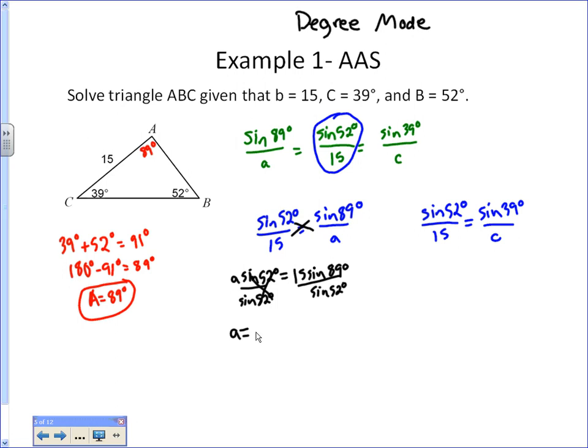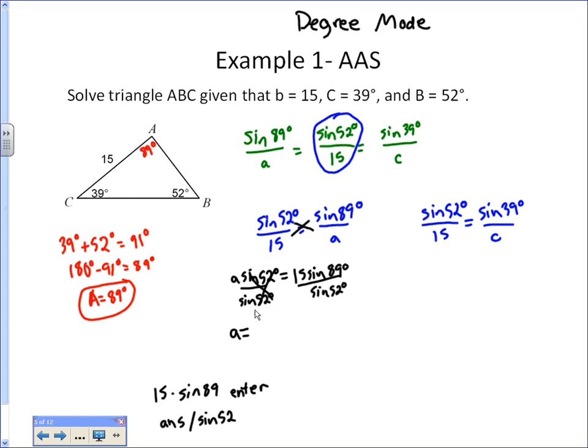Okay, so when you're typing this into the calculator, what I do is I put in 15 times sine of 89, and then I press enter, and then I make it so it does answer divided by sine of 52. Okay, that's me personally. That's how I work it out. If you want to do it all at once, make sure you close the parentheses around 89, and it might be a good idea to put the top in parentheses. I don't think that will matter. Try it and find out.